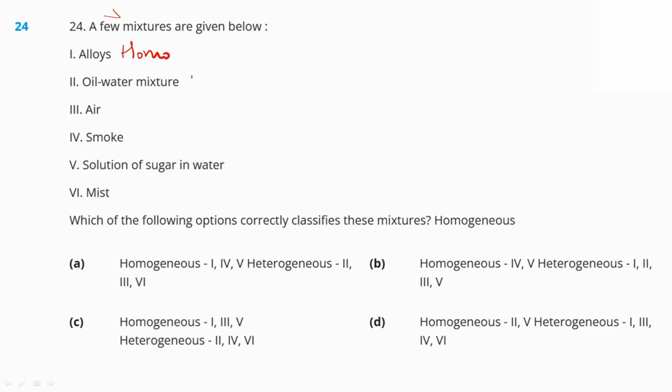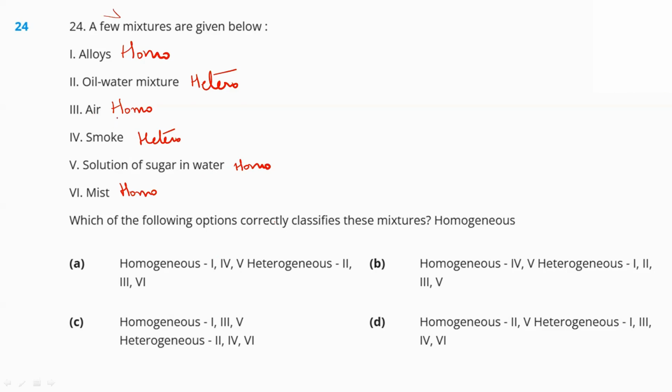Alloys are homogeneous. Oil and water are heterogeneous. Air is homogeneous. Smoke is heterogeneous. Solution of sugar in water is homogeneous, and mist is also homogeneous, right? So option number C is our correct answer. That is, homogeneous is 1, 3, and 5, and hetero is 2, 4, and 6.